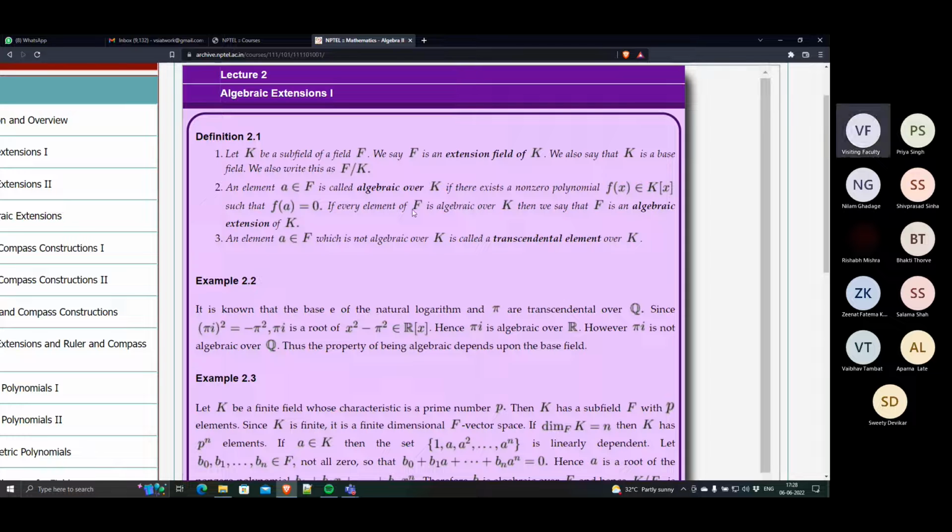Note that the pair is important. You need to know what is the larger field and what is the smaller field. An element of the larger field is either algebraic or transcendental over the smaller field. So you should always be aware of what is the larger field and what is the smaller field.